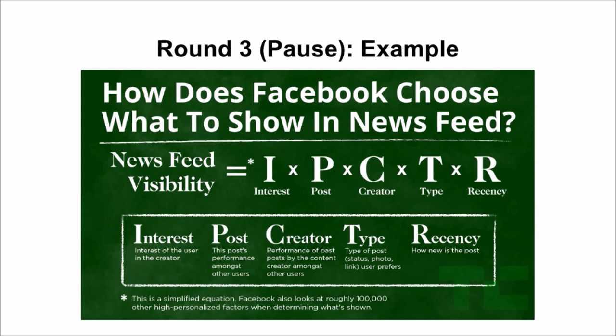The news feed for Facebook: the visibility is equal to the interest, the post, the creator, the type of post, and the recency of the post. All these affect how Facebook determines what post is up there. First, as you can see here, there's an asterisk saying this is a simplified equation. Facebook also looks at roughly 100,000 other highly personalized factors when determining what's shown.